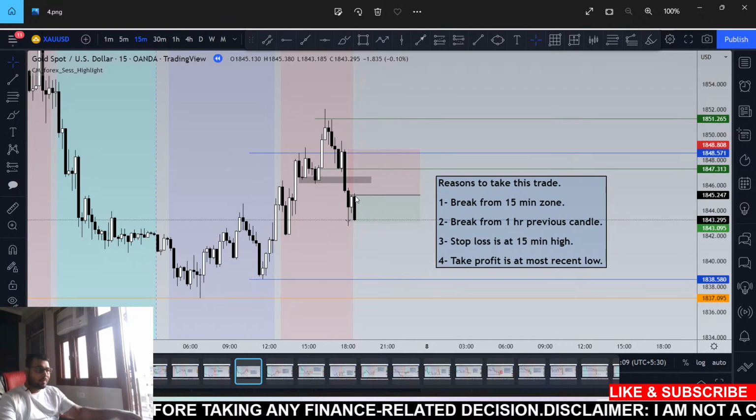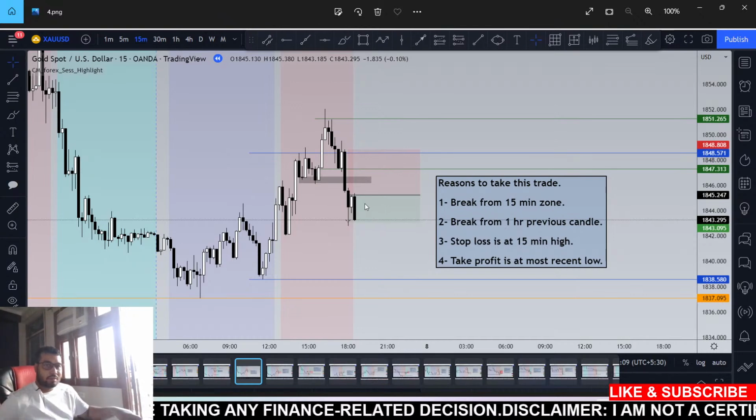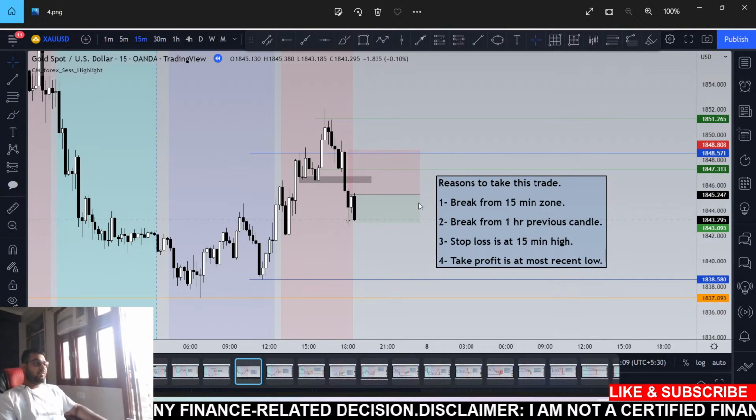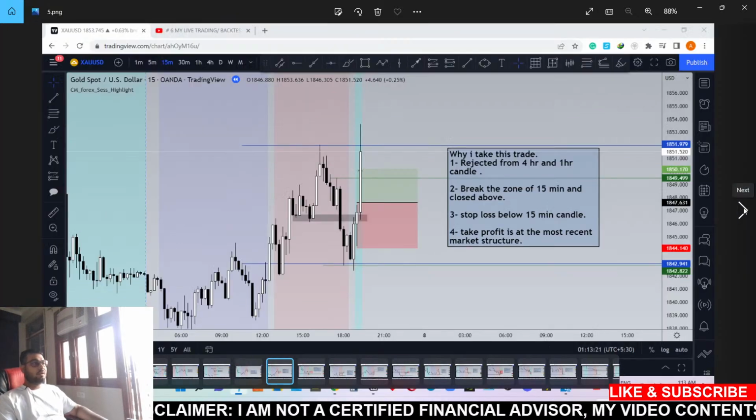But there were two things in this sort of trade. Give me a minute, yeah. So there were two things in this sort of trade. See, one, it was trying to continue the move to the downside. It had given a nice candle, then I placed an entry. So I was thinking that I made only a very small percentage.